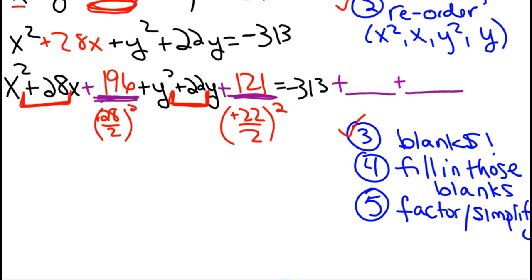Now, obviously, if I added 196 and 121 on the left side, I have to add 196 and 121 on the right side. Okay? So when I have that, the only thing left I have to do now, I've filled in my blanks, right? I'm going to have to factor and simplify. When I factor and simplify, I'll show you the shortcut on the next problem.